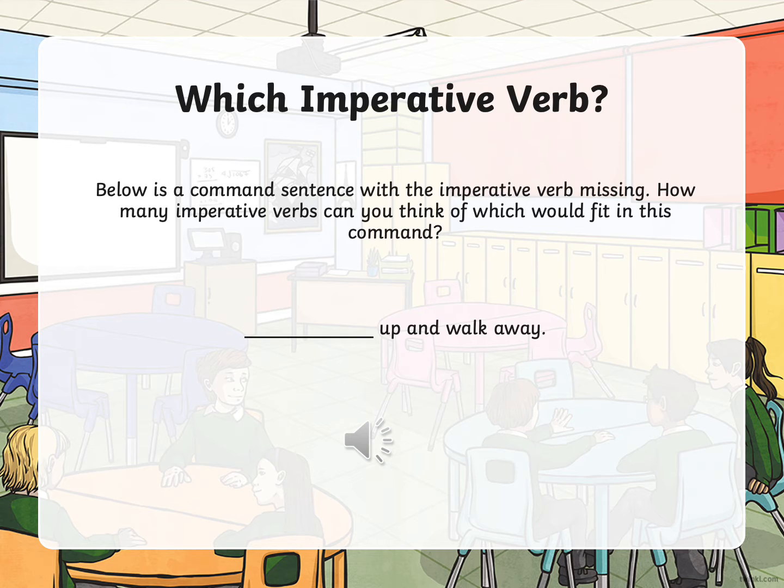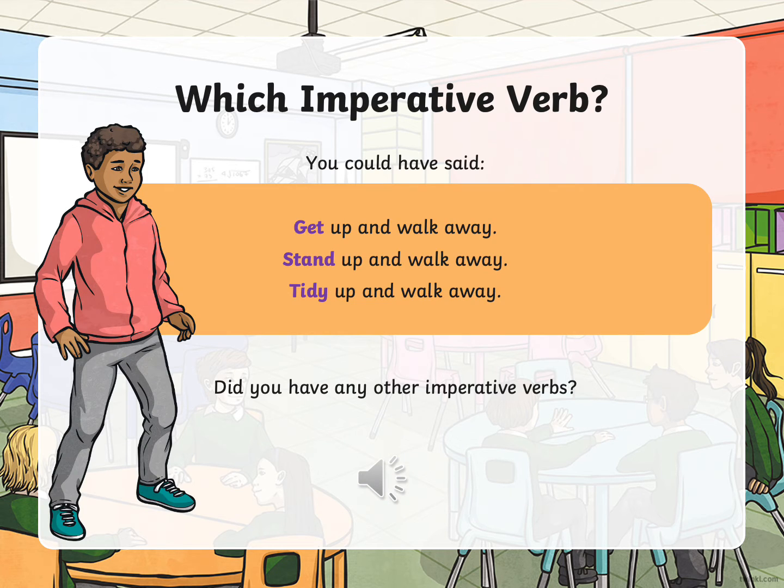Which imperative verb? Below is a command sentence with the imperative verb missing. How many imperative verbs can you think of which would fit this command? Something up and walk away. Write them down on your page or paper and share with us later. You could have said, get up and walk away, stand up and walk away, tidy up and walk away. Did you have any other imperative verbs?